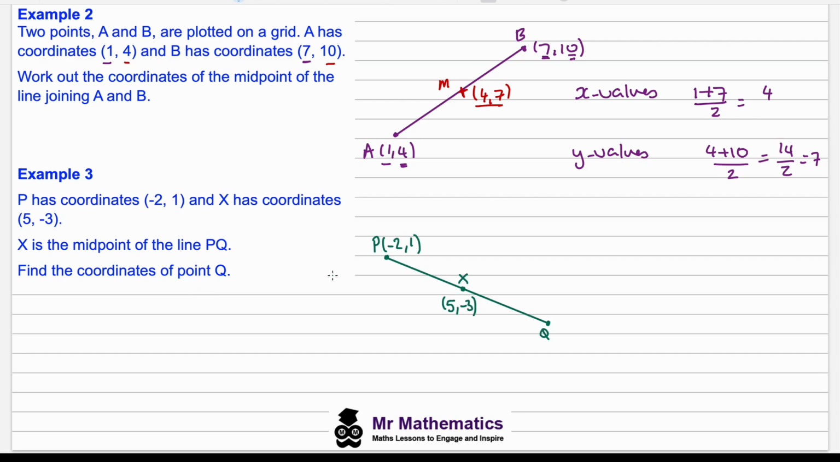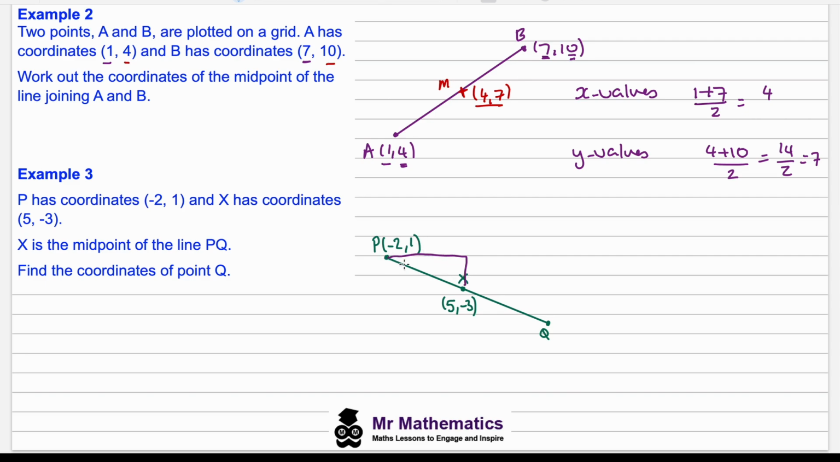Okay, so welcome back if you had a go. So I've drawn the diagram. We've got P as an endpoint with coordinates -2 and 1. X is the midpoint 5 and -3, and we've been asked to work out the coordinates of Q. So this time we've been given the midpoint, we want to work out another endpoint. So the best way of doing this is to use translations. We want to translate P to X.